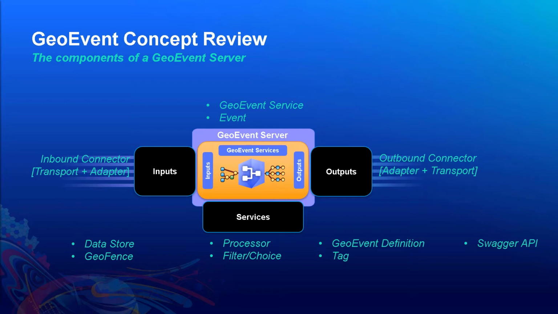Inputs and outputs trade events with GeoEvent services which analyze and filter the data. Within a GeoEvent service, routes from inputs to processors, filters, choice elements, and finally back out to outputs define how data is analyzed and flows through the system. Data stores help us connect to folders, service directories, and portals for data access. Geofences allow us to do real-time spatial analytics on events as they flow through the system. And GeoEvent definitions and tags allow us to manage the event schemas flowing through our system.